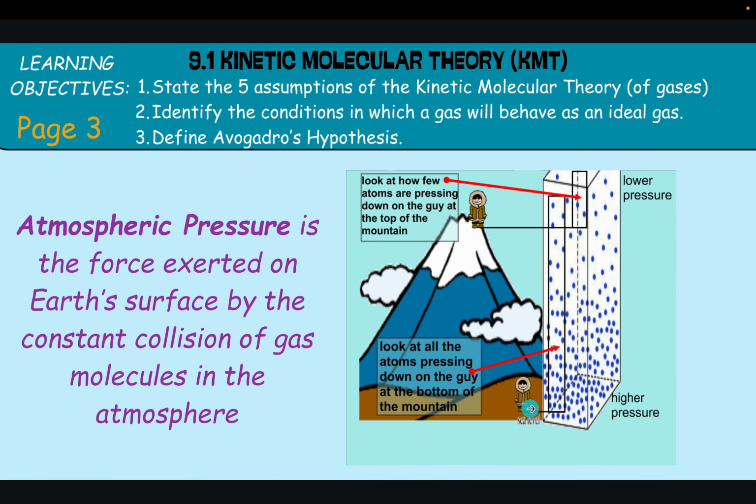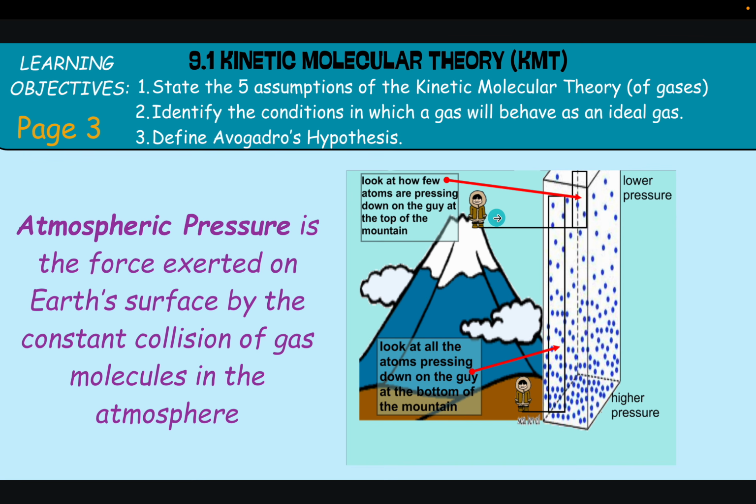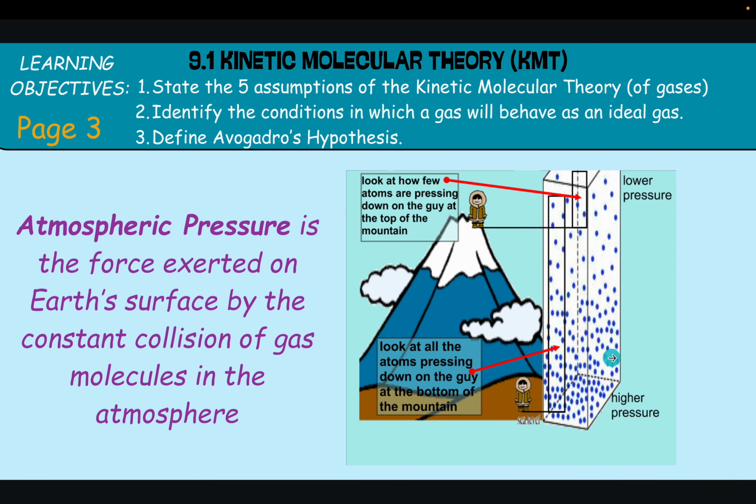But if you compare somebody who is standing on the surface of the Earth to somebody who is standing on the top of a mountain, the person standing on the surface is going to experience a higher atmospheric pressure, because there are more particles lower towards the surface of the Earth. Okay, if there are more particles there, there are more collisions, thus a higher pressure. But as you go up in altitude and get closer to space, there are fewer and fewer gas particles. Okay, so there will be fewer collisions and a lower pressure.